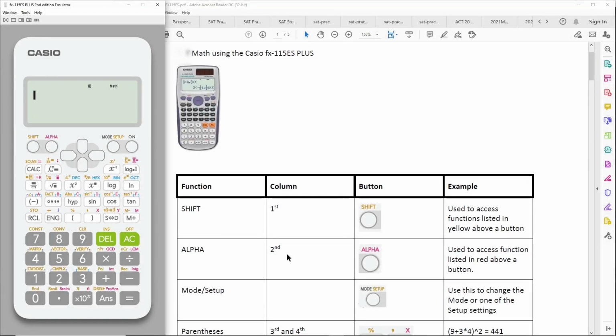In this video, I'm going to show you how to use your Casio FX-115ES Plus on the math section of the ACT exam.